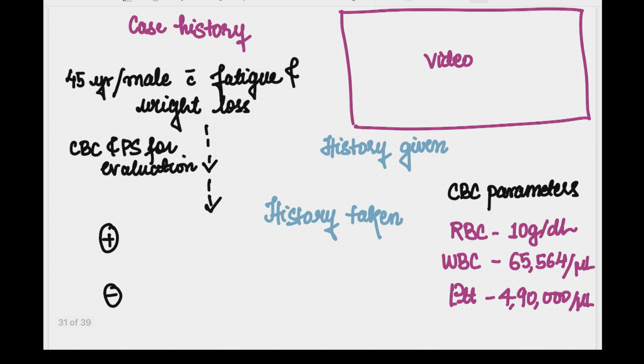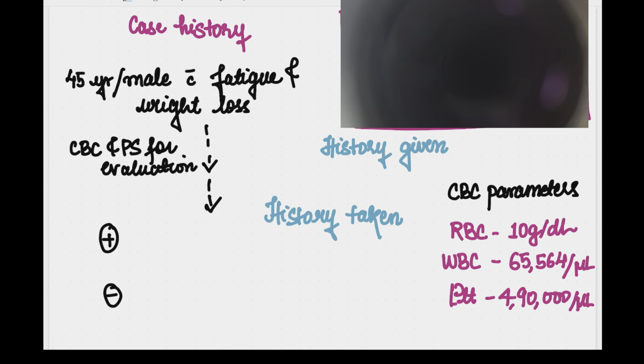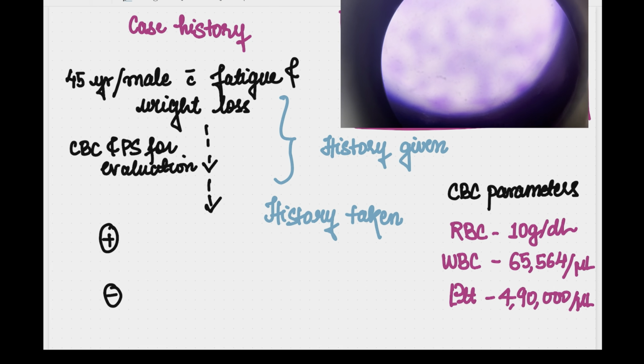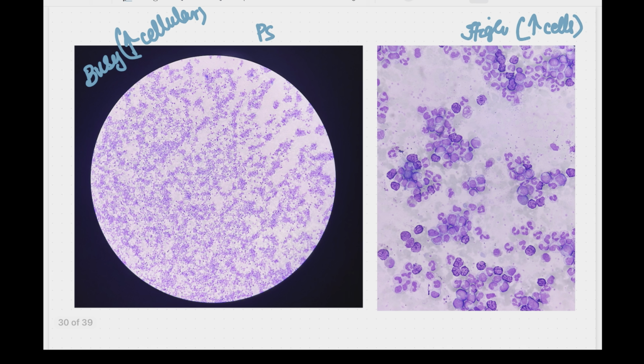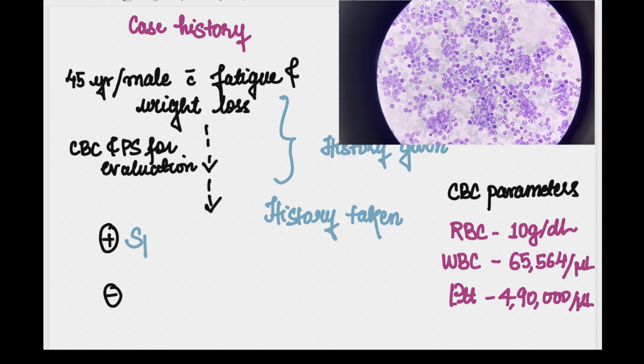So you look at the history, and the history that is given is a 45-year male with fatigue and weight loss who presented to the general medicine OPD, and there he was sent for CBC and peripheral smear for evaluation. So this is the history that was given. After seeing an abnormal peripheral smear, we went ahead and took further history, which was the history of splenomegaly. So the patient had a history of splenomegaly.